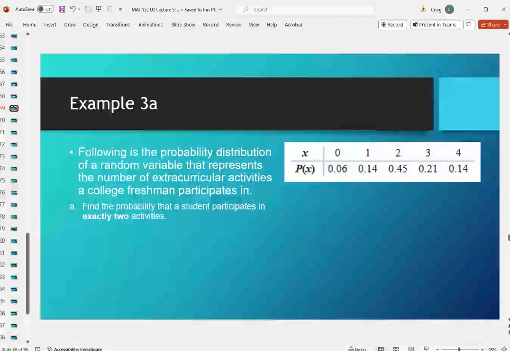So let's take a look at this example here. We have a probability distribution of a random variable that represents the number of extracurricular activities a college freshman participates in. So X is the number of activities, 0 through 4, and then the probabilities are given for each one. We want to find the probability that a student participates in exactly 2 activities. If we randomly choose someone, the probability that they're going to participate in exactly 2 activities is this probability here. And so that's just 45% or 0.45.